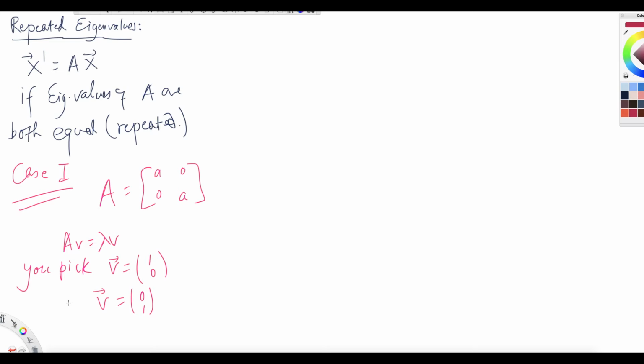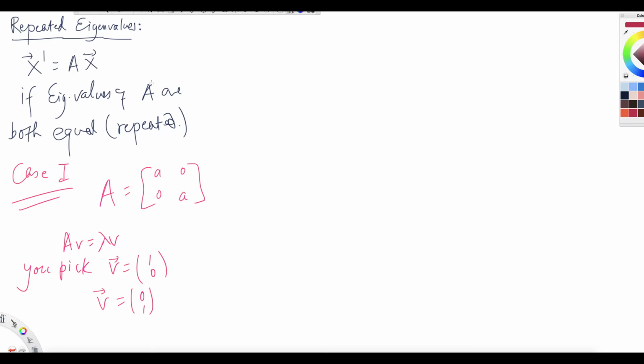If you get two equal eigenvalues, then there are two scenarios. One scenario is the matrix A is a diagonal matrix. In this case, for two equal eigenvalues, you will get two independent eigenvectors. You will be free to pick them, and we will see an example. For one eigenvector you will pick 1, 0, and for another eigenvector you will pick 0, 1.